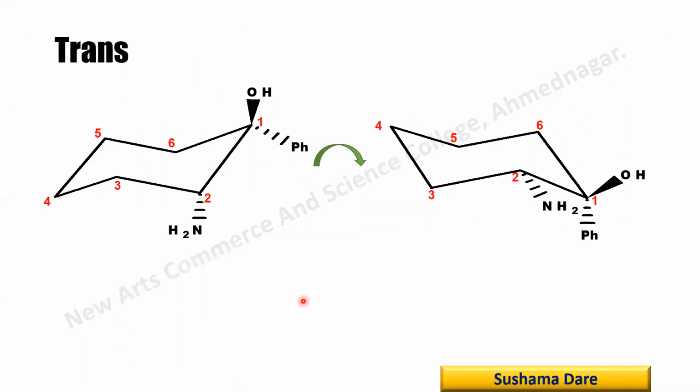Now the trans molecule. In the trans molecule, the orientation of the hydroxy group and NH2 group is in the opposite direction. So this isomer is termed a trans isomer, and this is the flip structure. Now, how to name this? This is axial, equatorial, and this is axial one. While here, the two bonds are equatorial and one is axial.